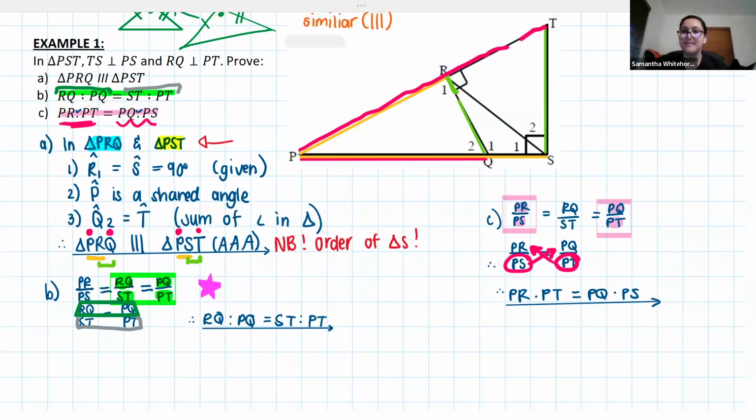Ma'am, I have a question about the one where we were showing that PR is in proportion with PS. How do we figure that out for the triangle? PR is in proportion. Okay, so this is what I was saying, that the order is so important.